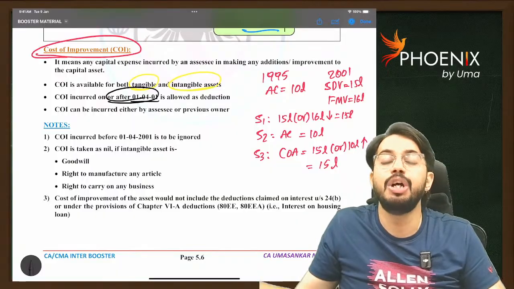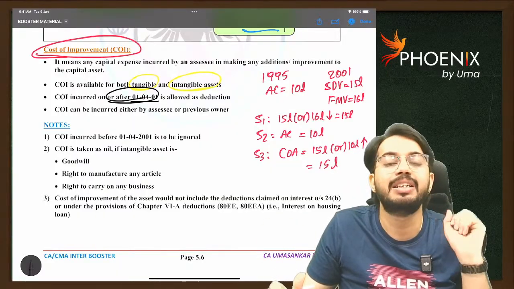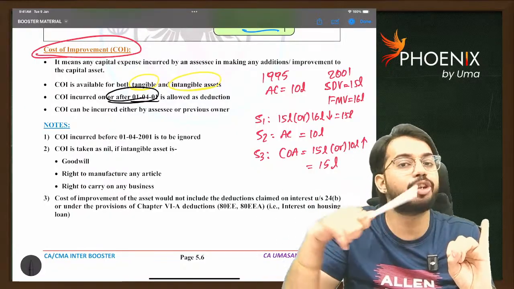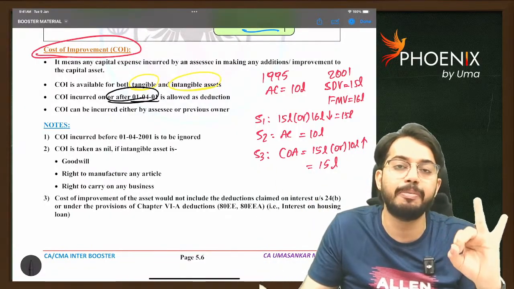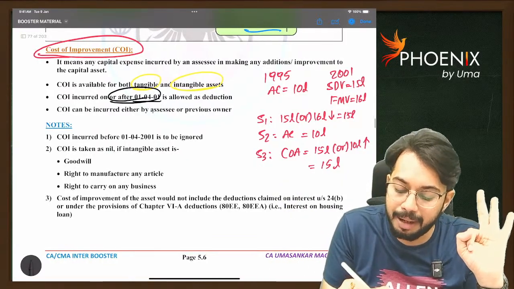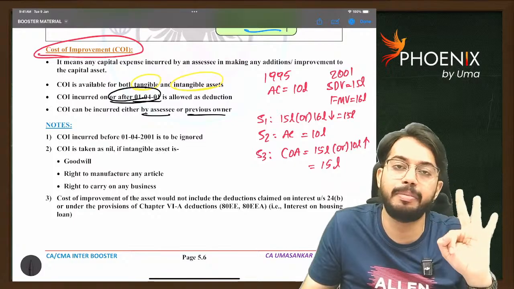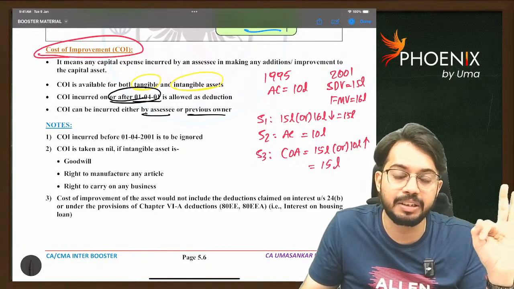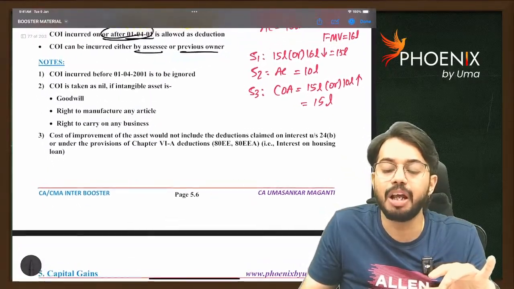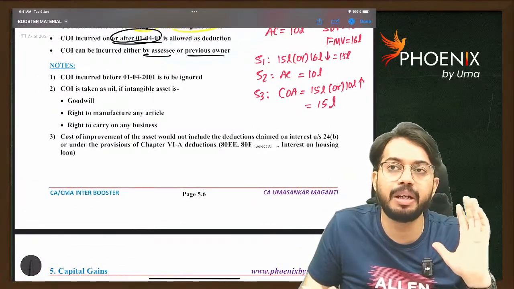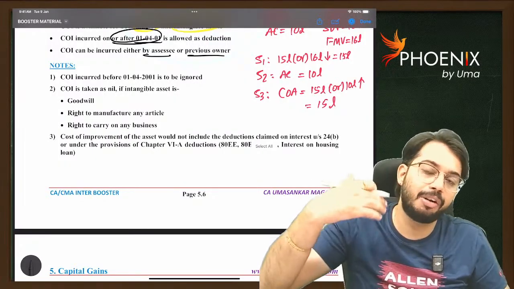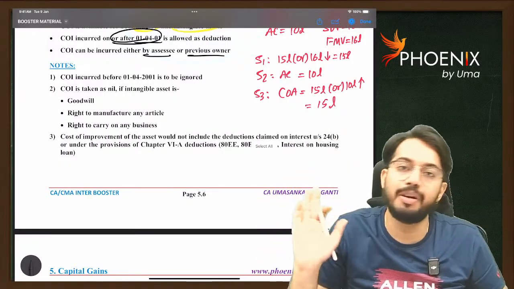Is it clear? So cost of improvement is allowed as deduction subject to satisfaction of three conditions. You can incur cost of improvement either on tangible assets or intangible assets, but you should incur cost of improvement on or after 1st April 2001, and cost of improvement should be incurred either by the assessee or previous owner. Are you able to understand? If these three conditions are satisfied, then cost of improvement will be allowed as deduction. That means, if I gift it to my brother, whatever cost of improvement incurred by me is allowed as deduction, and incurred by my brother is also allowed as deduction.